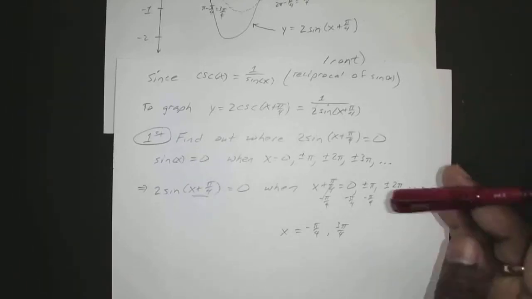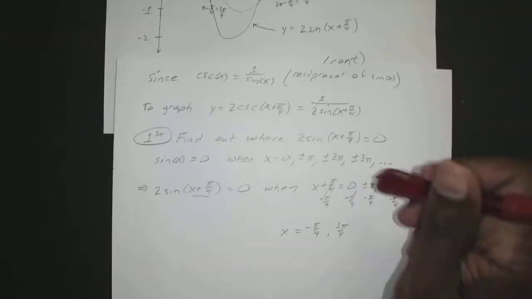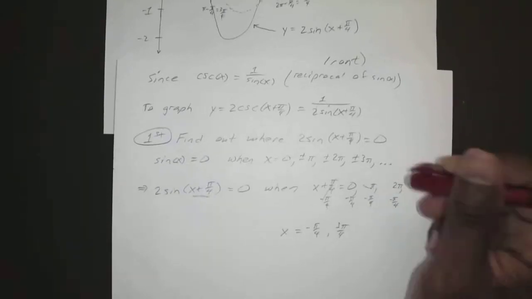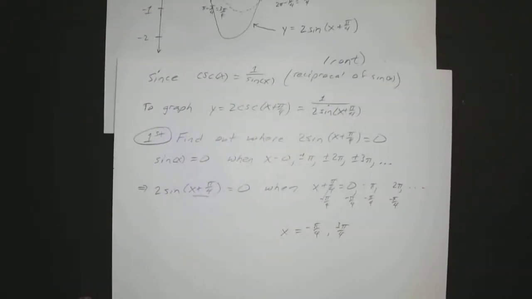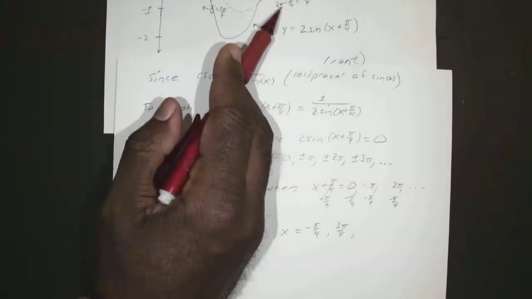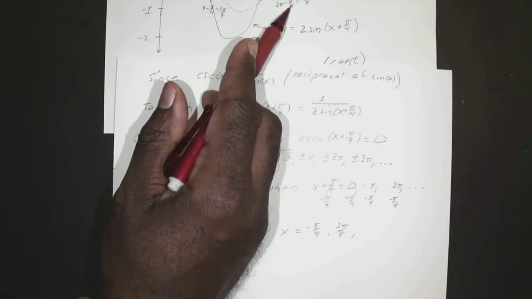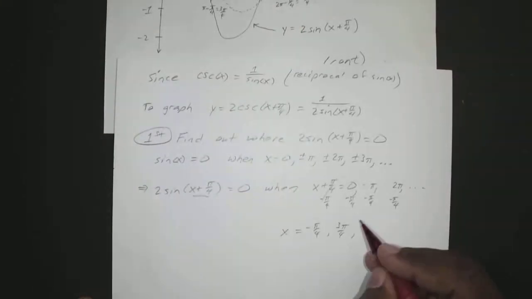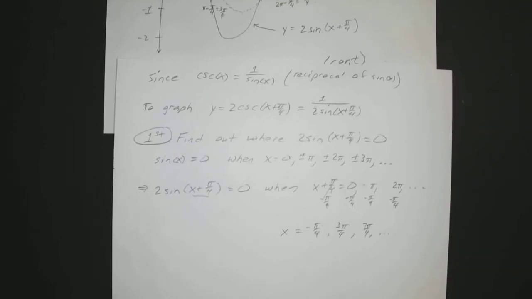Like I said, we're just worried about the positives for now because we're only doing one cycle. So we'll take out the positive and negative. Okay. And you have 2 pi minus pi over 4. If you notice, we did that already. 2 pi minus pi over 4, 7 pi over 4. And it keeps on going.